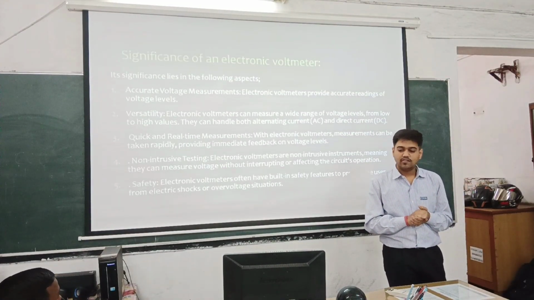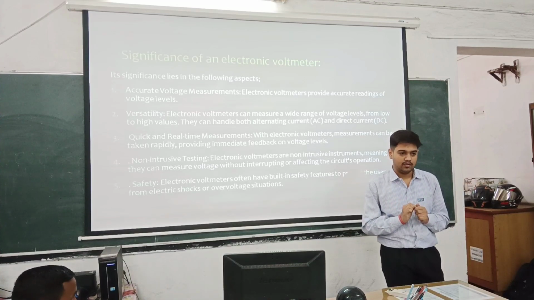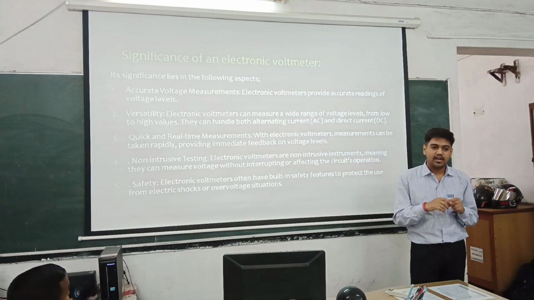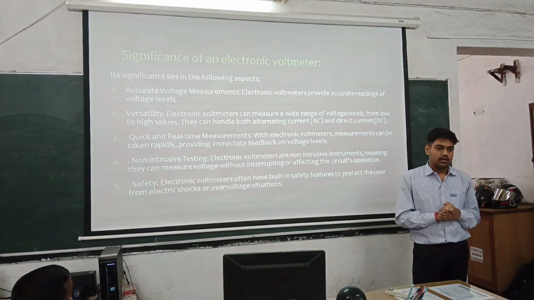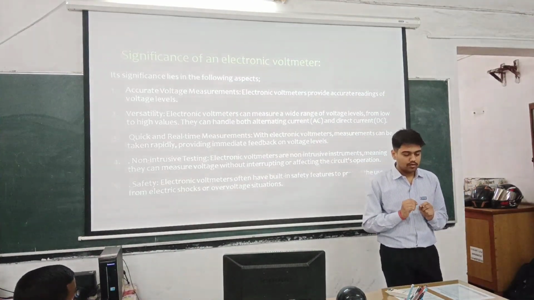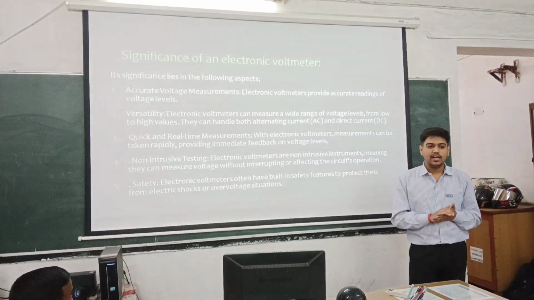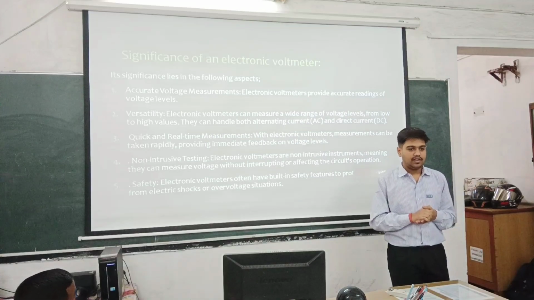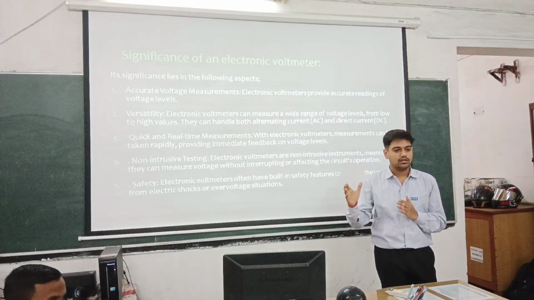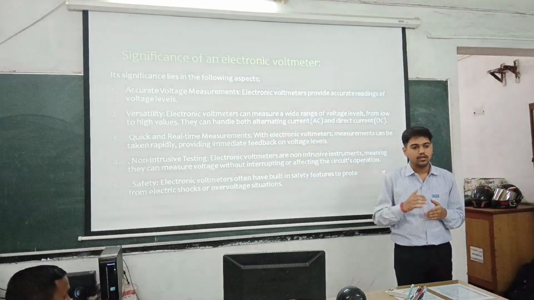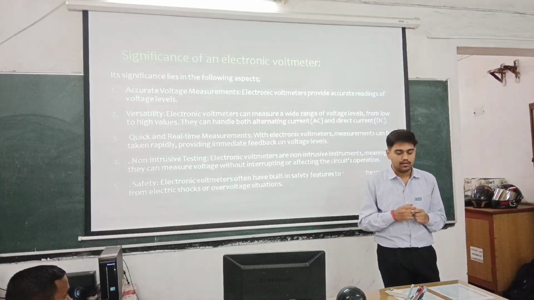The first significance is accurate voltage measurements. An electronic voltmeter provides accurate readings of voltage levels. It shows you the exact voltage supplied to the circuit. The second is versatility. It has a really versatile range. It can vary from 10 volts, 100 volts, 1000 volts, depending on which one you are using.